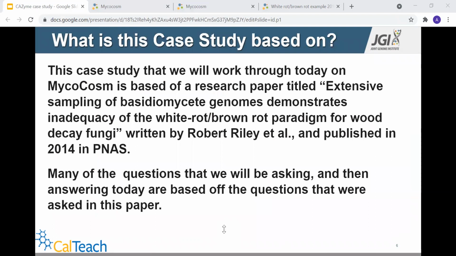Just to give you some background, what is this case study based on? This case study that we'll work through today is based off of a research paper called Extensive Sampling of Basidiomycete Genomes. And this was written by Robert Riley and published in 2014 in PNAS, a scientific journal. So many of the questions that we will be asking and then answering today are really based off of the fundamental questions that were asked in this paper. So we definitely have these authors to thank for giving us the basis of our case study walkthrough today.